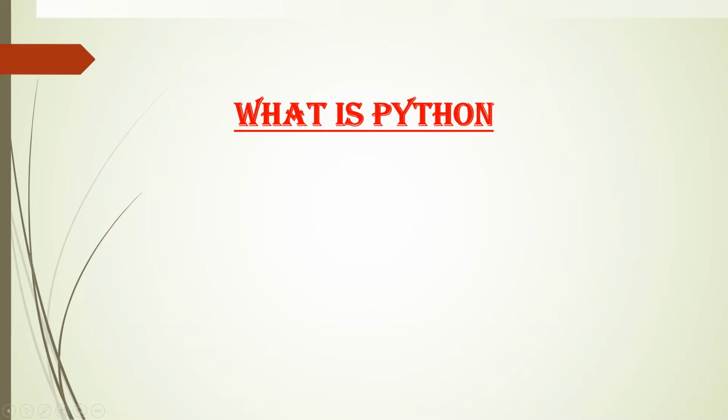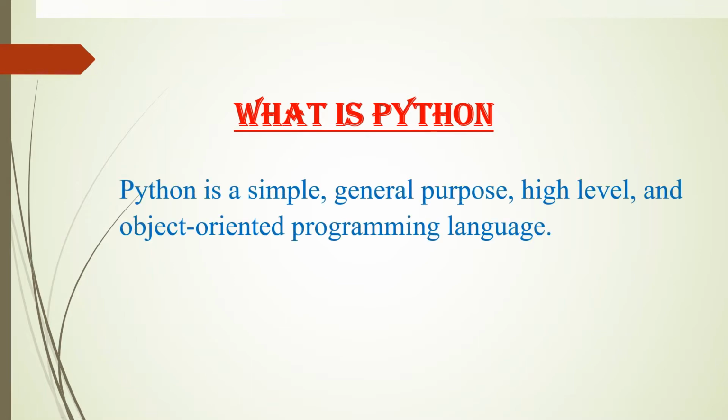What is Python? Python is a simple, general purpose, high level and object oriented programming language. This Python is very easy to learn compared to the other programming languages.